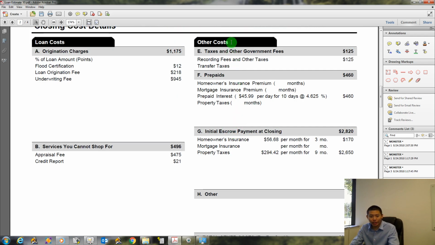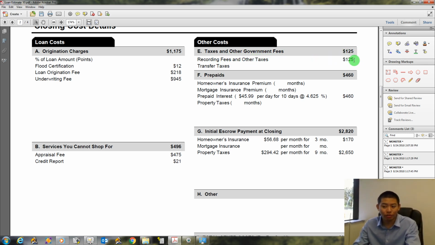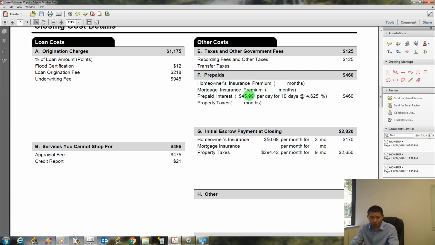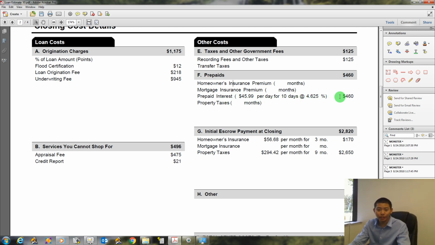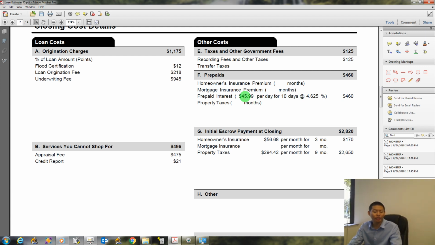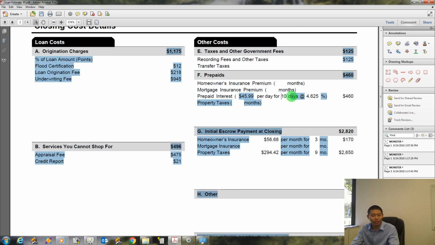Okay, and then we move on to the E column, taxes and other government fees, which is $125, which breaks down to recording fees and other taxes. That would be a total of $125. And then the F column, there's prepaids of $460. That would basically be your home insurance premiums or mortgage insurance premiums, and prepaid interest, about $45.99 per day. Basically, September 20th was the closing date, and if you close in 10 days, then they'll be collecting 10 days of interest.